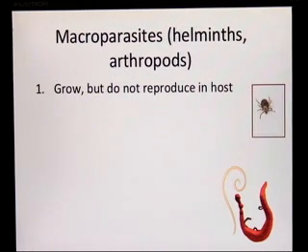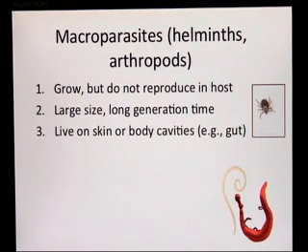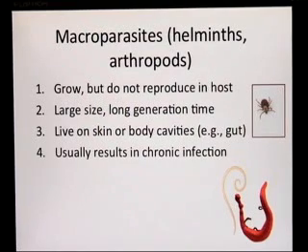So down there is a picture of an intestinal roundworm and also the worm that causes schistosomiasis. It's the one in the red. So these grow, but they don't reproduce in the host. They're large. You can usually see them. They have a long generation time. They usually don't live in cells. They live either on the skin or in body cavities like the intestine, the gut.